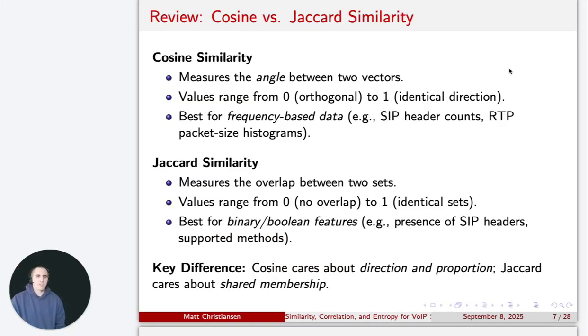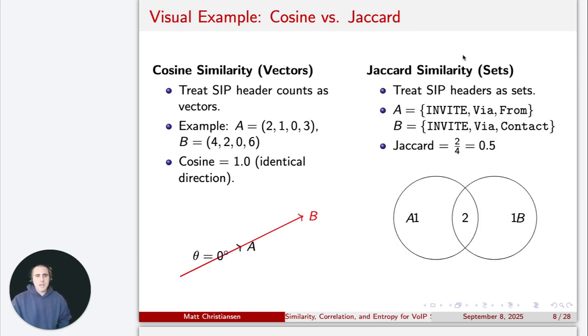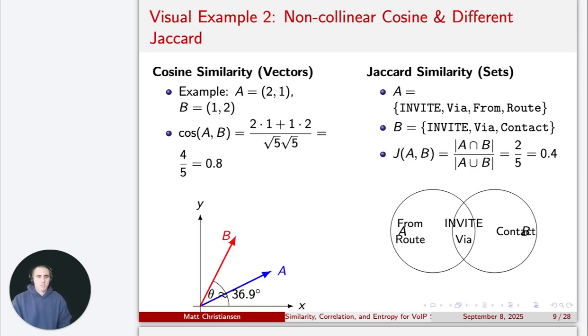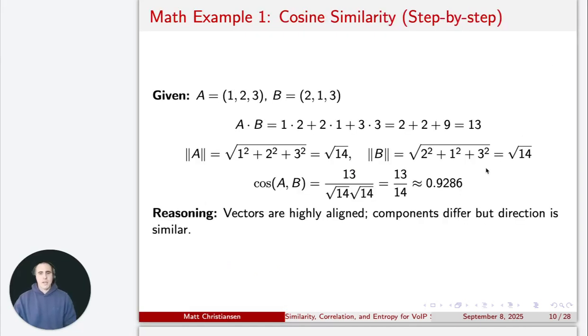It's values from 0, orthogonal, meaning they're perpendicular, to 1, identical. And we saw that this one was identical direction. Now, this one isn't quite orthogonal, but then here we have this one is nearly identical. Direction is very similar because it's almost 1.